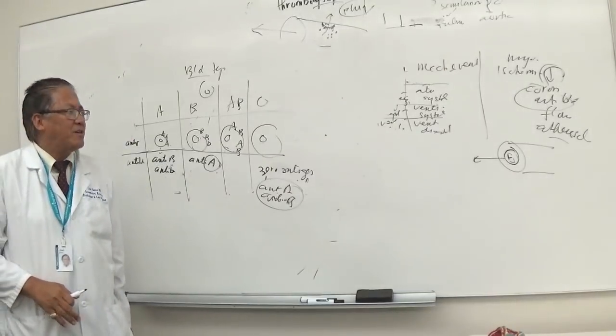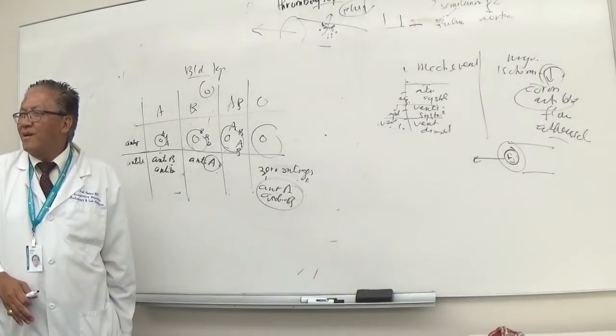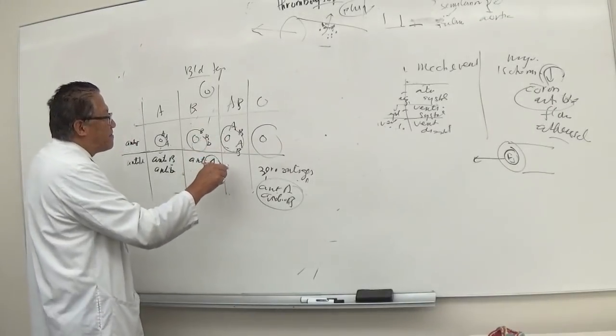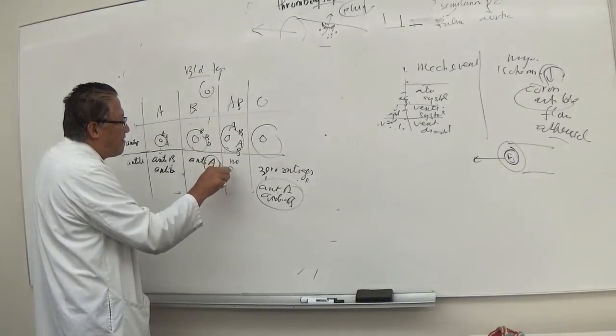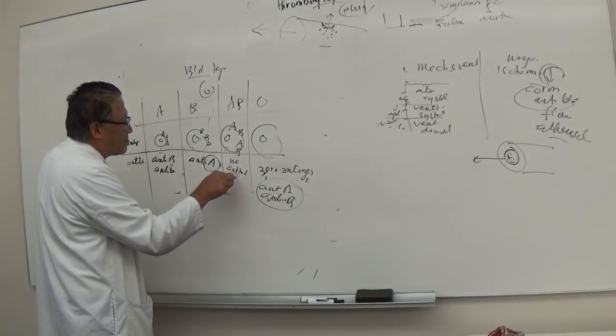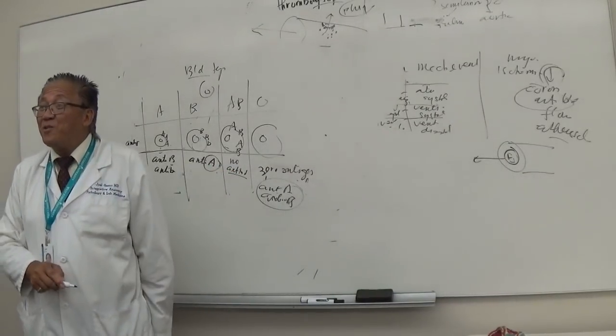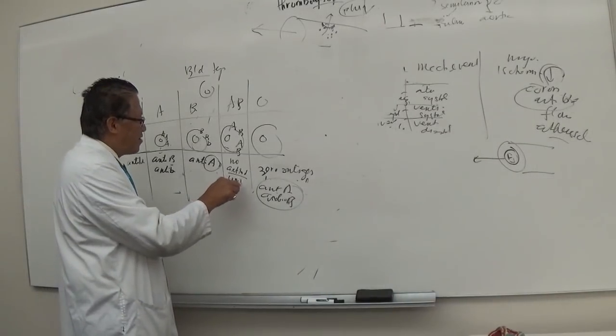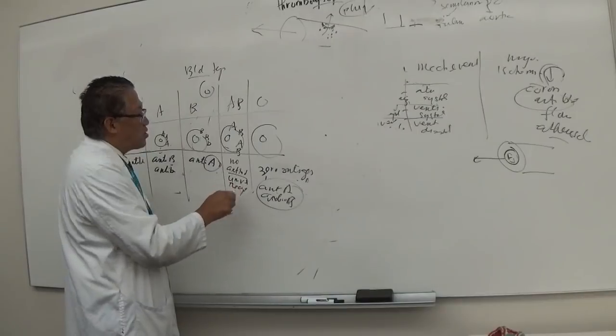Now, what about AB? Who is AB here? Oh, AB, huh? AB, what do they have? No antibodies, which is good. Why? Because they're universal what? They're good, huh? They're the universal what? So what do I mean by that?